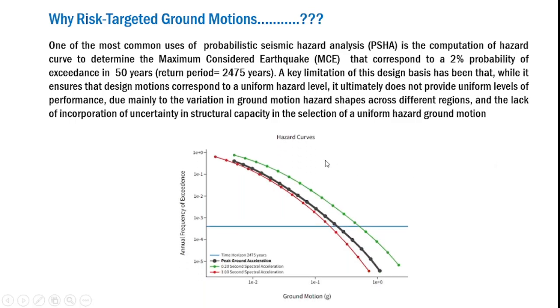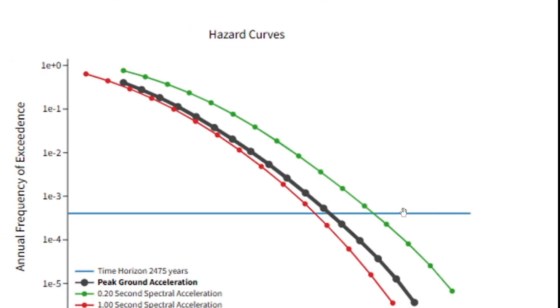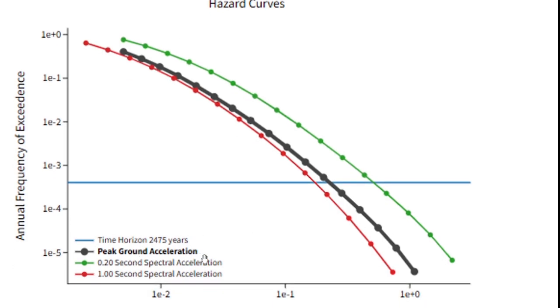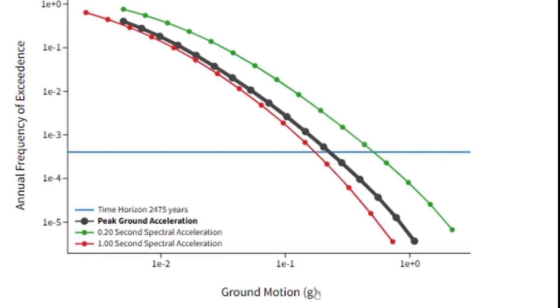So for example, here I have provided a hazard curve that covers 3 parameters. Let me just zoom this. The black one is for the peak ground acceleration, the green one corresponds to 0.2 second spectral acceleration, and the red one is for 1 second spectral acceleration. It means that I have presented hazard curves for 3 parameters, and along the x-axis we have the ground motion, expressed in terms of g, and along the y-axis is the annual frequency of exceedance. So how do you select a design motion from this hazard curve?